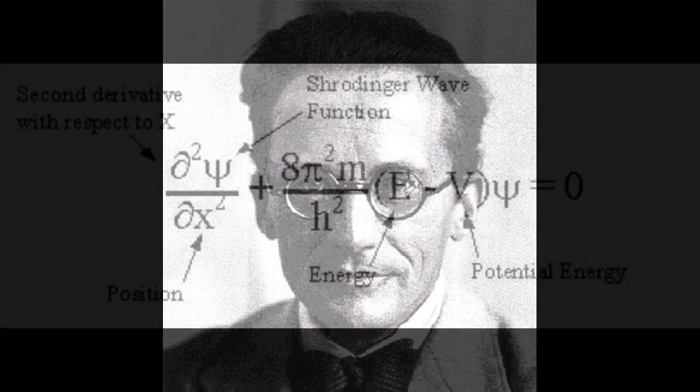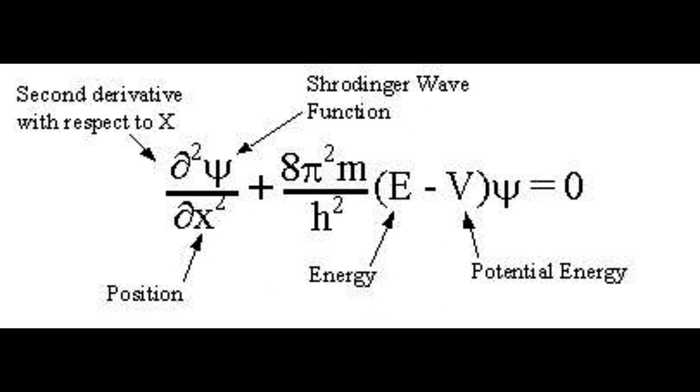Today, we're going to talk about one of the most important physicists of the 20th century, Erwin Schrödinger. Erwin Schrödinger was a renowned Austrian physicist who made significant contributions to the development of quantum mechanics. He is best known for his work on the Schrödinger equation, which is a mathematical equation that describes the time evolution of a quantum system.